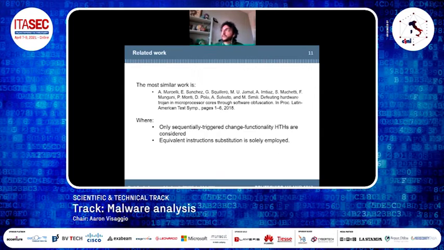The only work that addresses a software-based technique for defeating hardware Trojans is this work from the Politecnico di Torino, from Ernesto Sanchez, that tries to exploit software obfuscation to defeat hardware Trojans. They only consider sequentially triggered and change-functionality hardware Trojans, so a subset of the Trojans, and they only consider equivalent instruction substitution as a software manipulation technique.